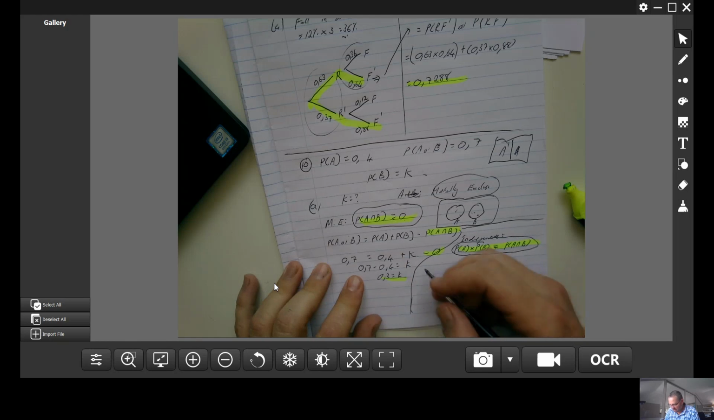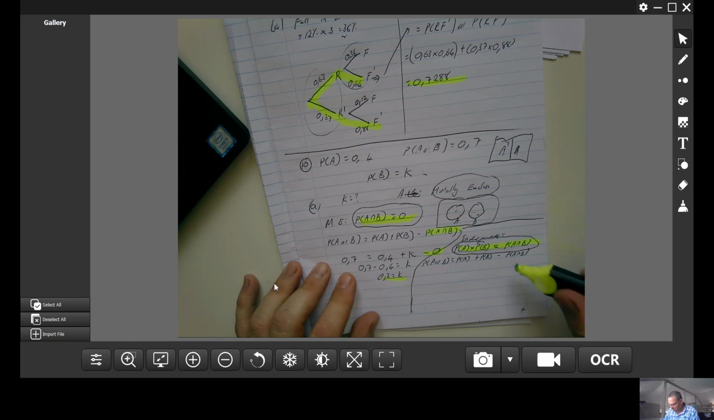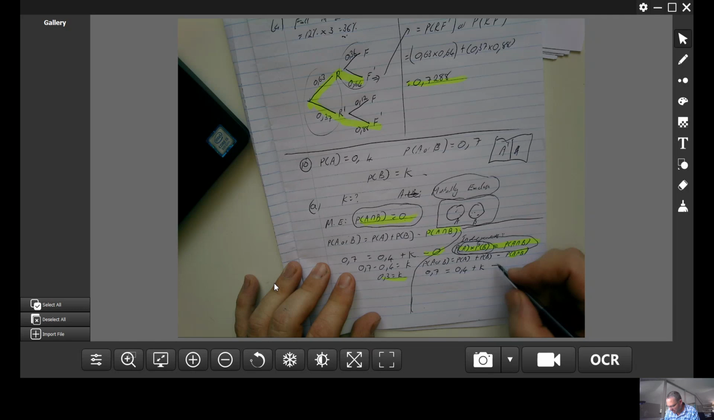So if I go to this formula again, the probability of A or B is equal to the probability of A plus the probability of B minus the probability of A and B. I can replace the probability of A and B with the probability of A times the probability of B. I've got the probability of A or B is equal to 0.7, the probability of A is 0.4, and the probability of B, which we've got to find, is K. And it's going to be minus the probability of A and B, which we write as the probability of A, which is 0.4, times the probability of B, which is K. So that's that bit over there, and now we've just got to solve for K.